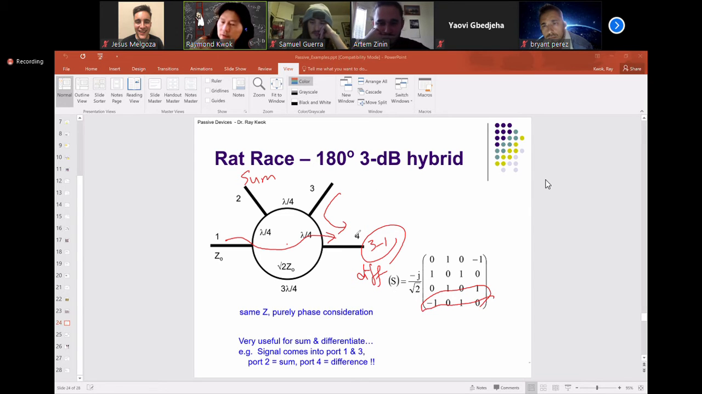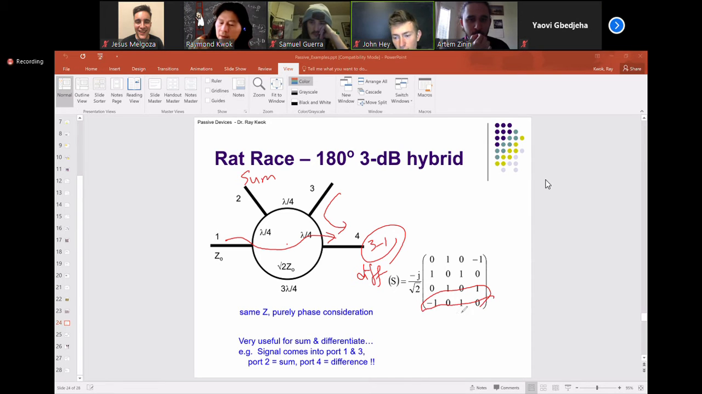So you said we're looking into port 4? Yes. Coming out, port 2 gets the sum if I want to add them together. Port 2 gets the sum, port 4 gets the difference. That's right, based on the last row of the matrix? Yeah, because that's S41, S42, S43, S44. So the power going to 4 coming from 1 and coming from 3, they are 180 degrees different. So when I add them up, that means I'm actually subtracting them, right?